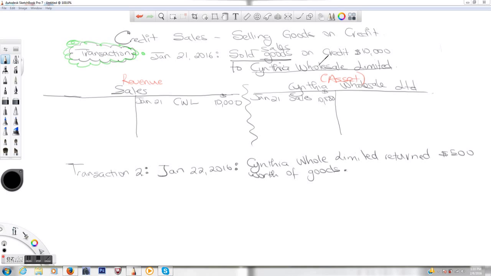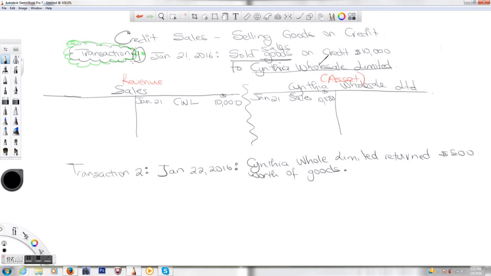Okay, so let's look at a credit sale return, so sales return or return inwards. We're working from the same transaction we did in the credit sales lecture. We already recorded transaction 1 up top, and now we're going to record transaction 2. Transaction 2 says that on the 22nd of January 2016, Cynthia Wholesale Limited returned $500 worth of goods back to our company.